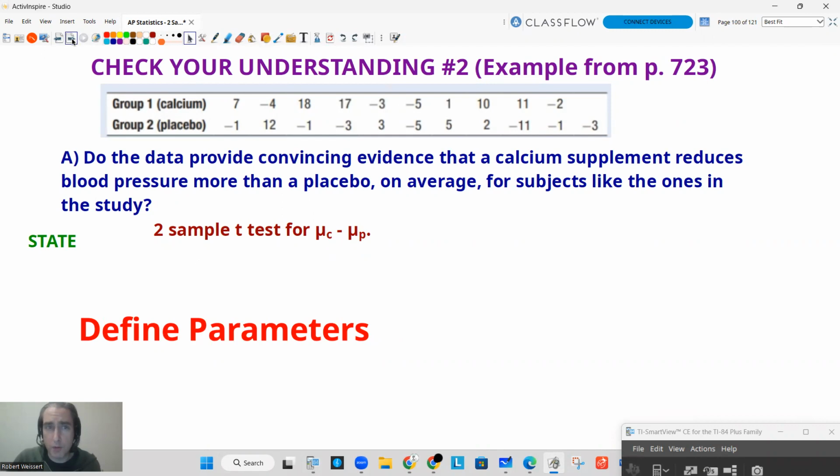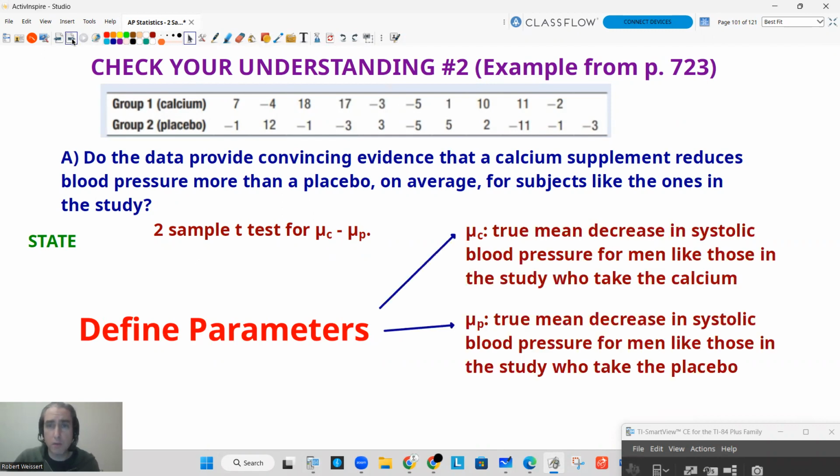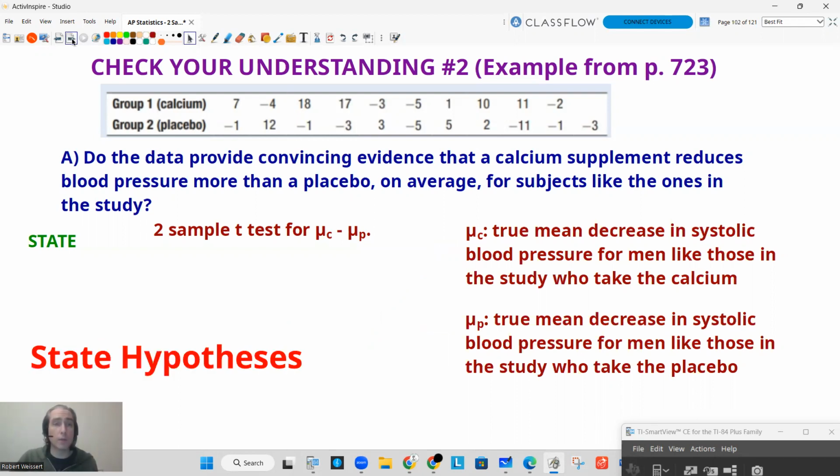Now, what are our parameters? Well, mu C is the true mean decrease in systolic blood pressure for men like those in the study who take the calcium, C for calcium, and then mu P is the mean decrease in systolic blood pressure for men like those in the study who take placebo. Define your parameters. Are we given an alpha level? Not in this case. So we do want to make sure that we state one. That's more important here because we're not given one. So make sure you state your alpha level.